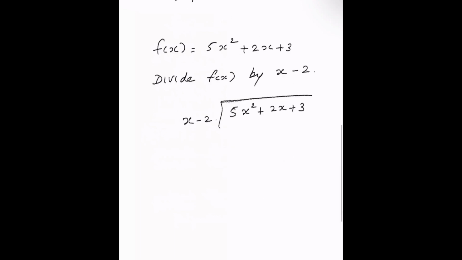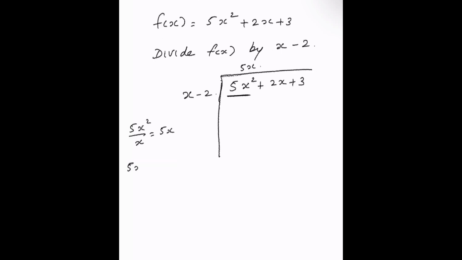So what do you do? 5x square is my first term, the term with the highest degree. Take that, divide by x. So 5x square divided by x will give me 5x, right? I'm getting 5x as the quotient part, so write 5x on top. Now the next step is 5x is multiplied by x minus 2. What do I get when I multiply 5x into x minus 2? 5x square minus 10x, right?